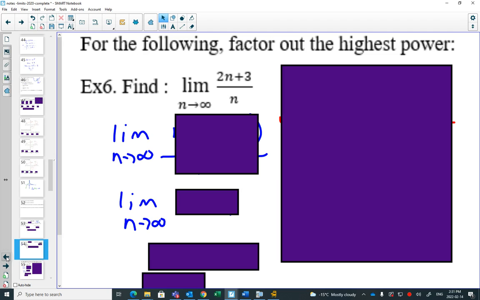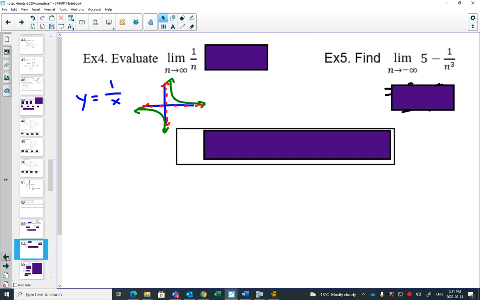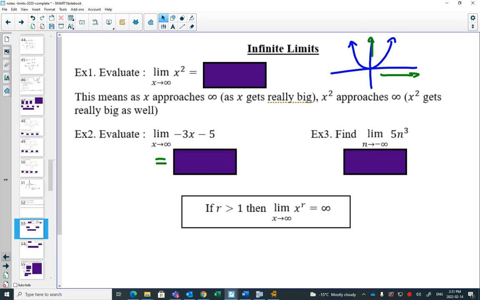Why does it have to be above 1 for r? Okay, that's a good question. Let's go back to here. So this question is, what if r is bigger than 0? So even if r is a half, right? That's a square root. And as x goes to infinity, for a square root, that would be bigger and bigger and bigger as well. So should this be r bigger than 0 all the time?